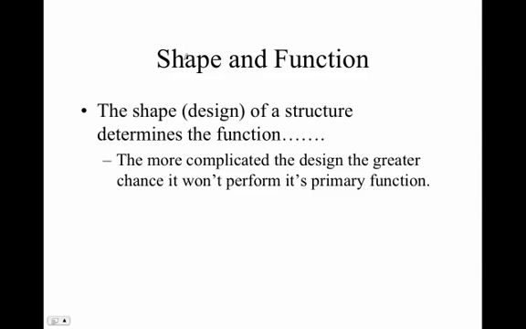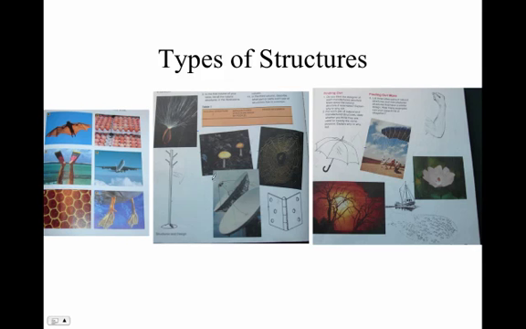So shape follows function. So the shape of an object or structure usually determines the function. The more complicated the design, the greater chance it may not perform its function necessary, like Rube Goldberg's machines. So this lesson is about different shapes of structures.